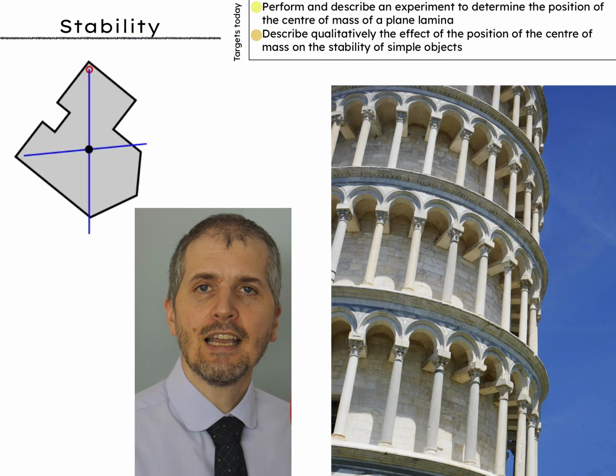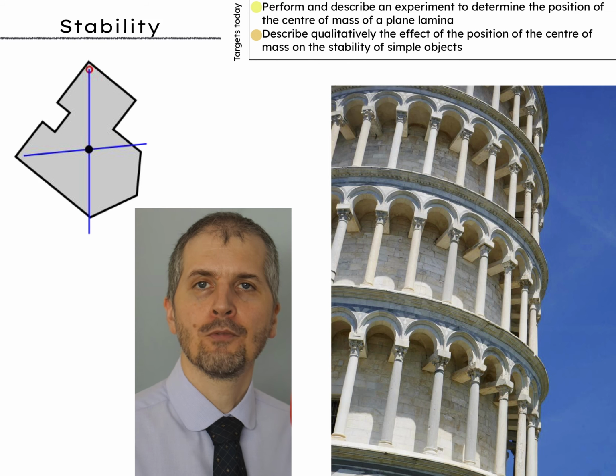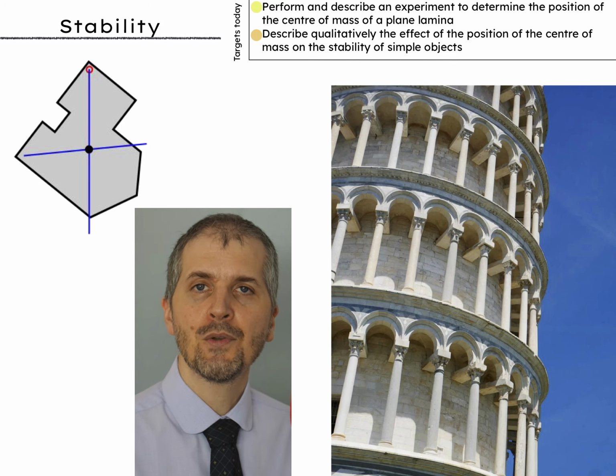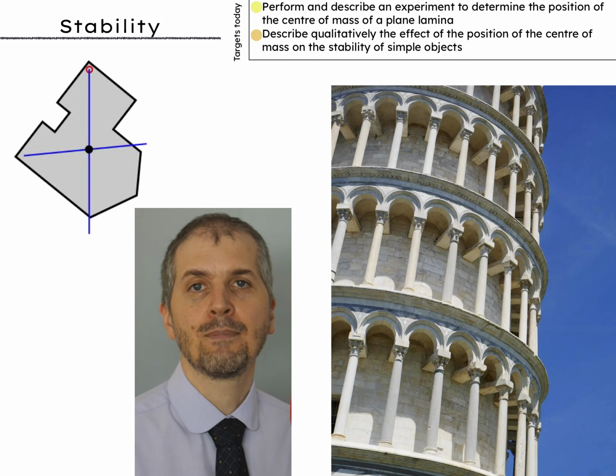Simply put, if the center of mass is between the ends of the object, between the two pivot points, then it will not topple. You should also make sure you understand how to find the center of mass of a plane lamina. There's a simple experiment for doing that, and that is stability covered.